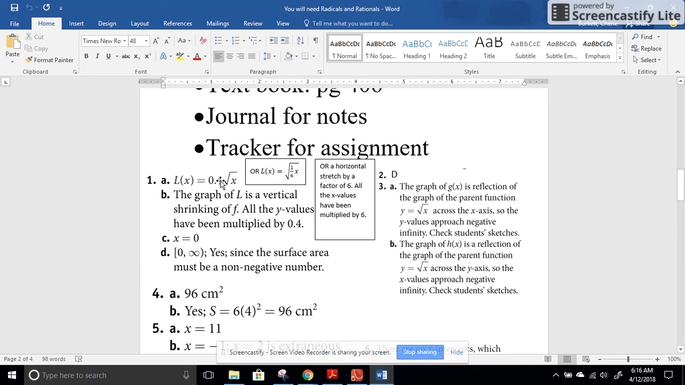Why did they write 0.4, and where did 0.4 come from? Take the square root of 1 over 6. Type it in your calculator, the square root of 1 over 6. And guess what you get? You get 0.4. How is that possible?